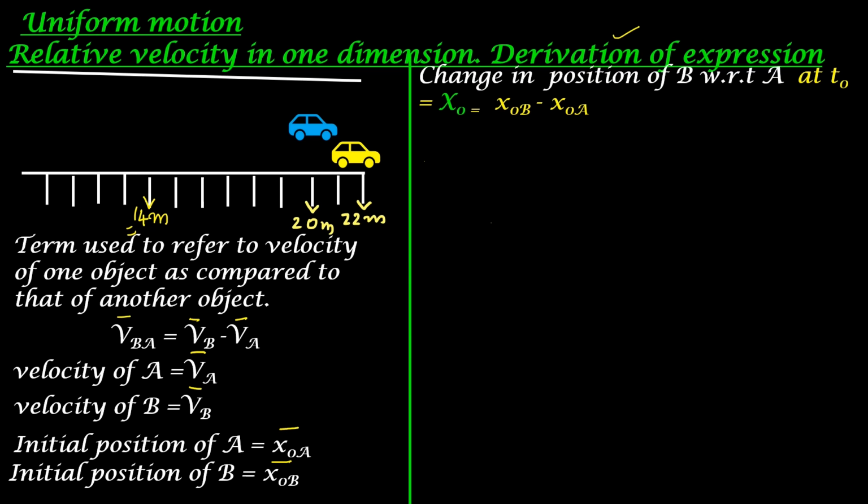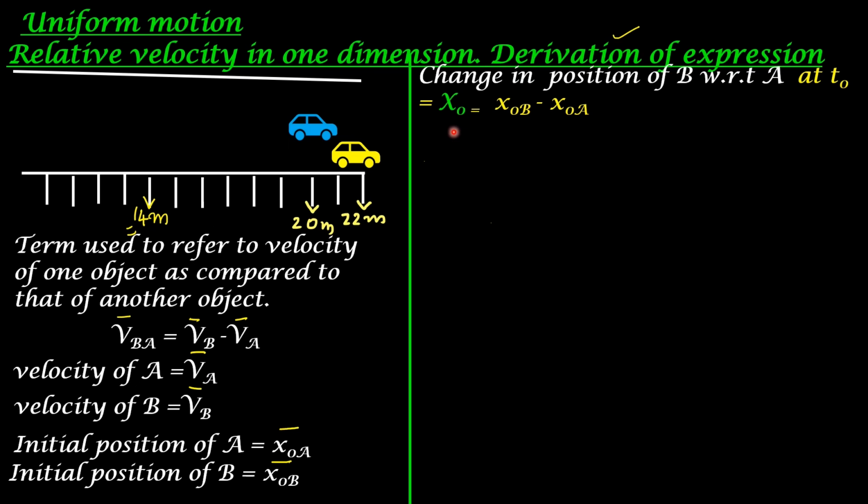Change in position of B with reference to A at t naught, that is initial time, is equal to x naught, and that is equal to x naught B minus x naught A. We want to find out the change in the initial position of B with reference to that of A. Therefore, we write the initial position of B first and then initial position of A. x naught is the initial change in position. It becomes equal to x naught B minus x naught A.